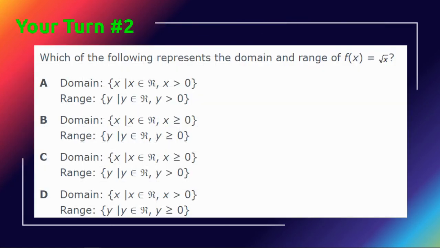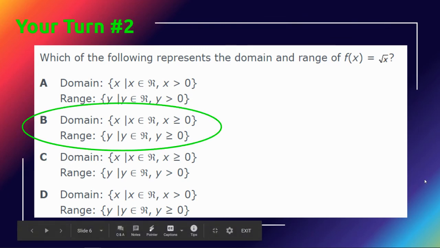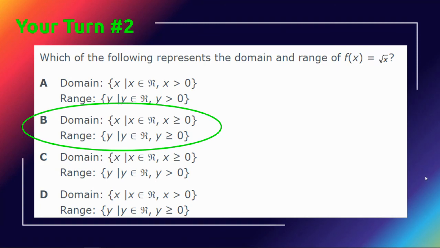So which of the following represents the domain of the square root of x? If you chose B, you'd be correct. Again, this is set notation. What I showed you on the note part was the interval notation, and this is set notation, where it says x such that x coming from all real numbers, all you can choose is x is bigger than or equal to 0. And when y is coming from all real numbers, all you can choose is y is bigger than or equal to 0.